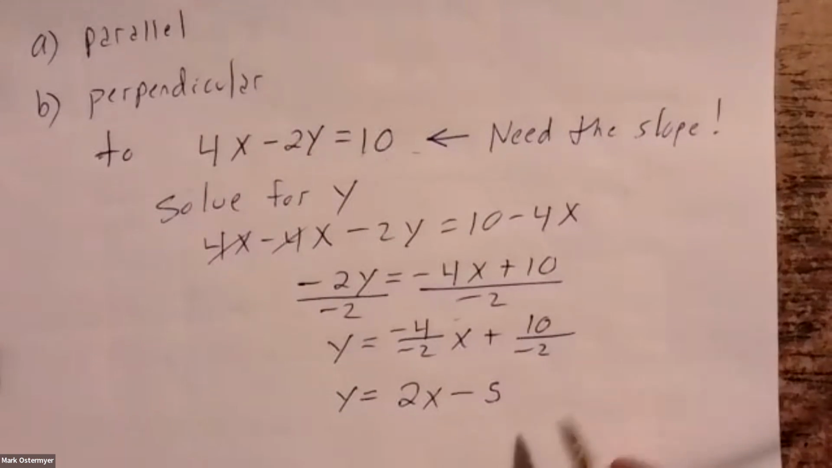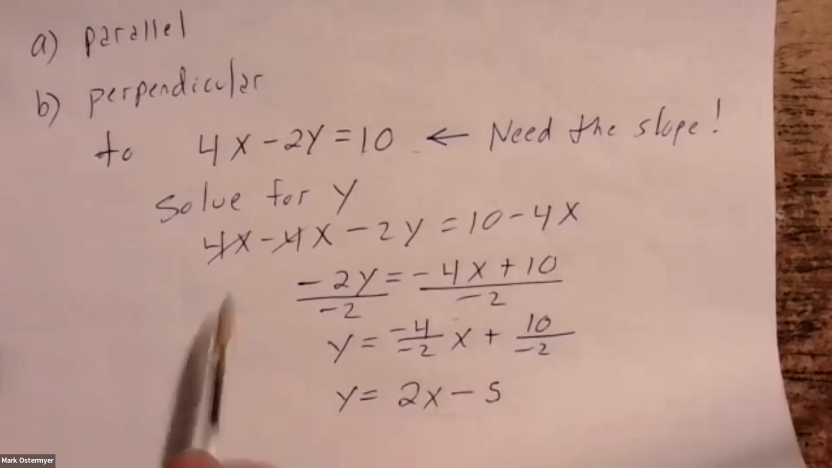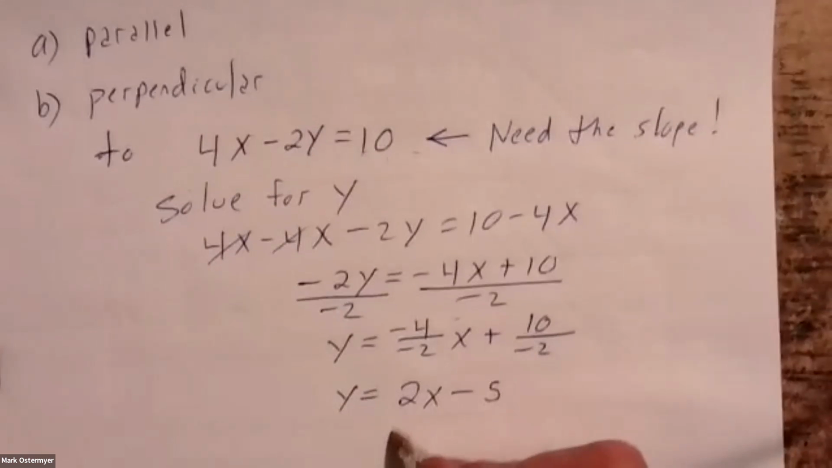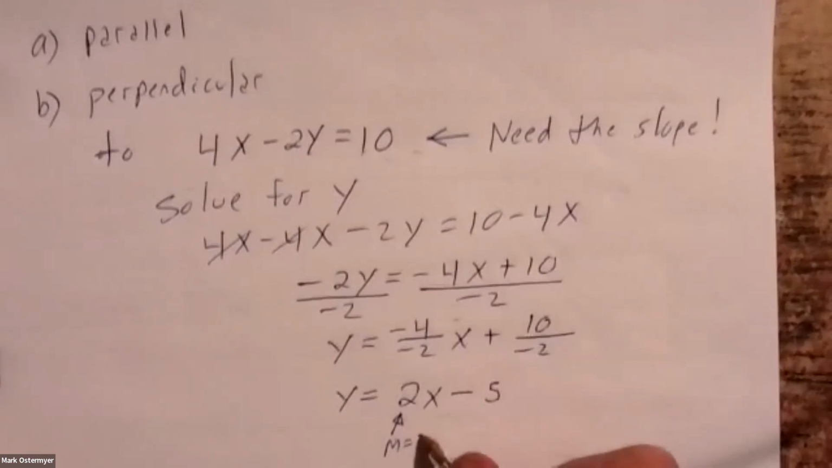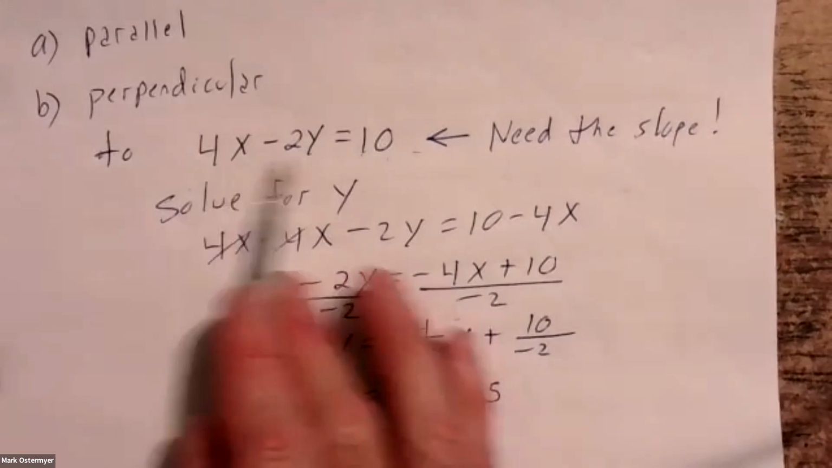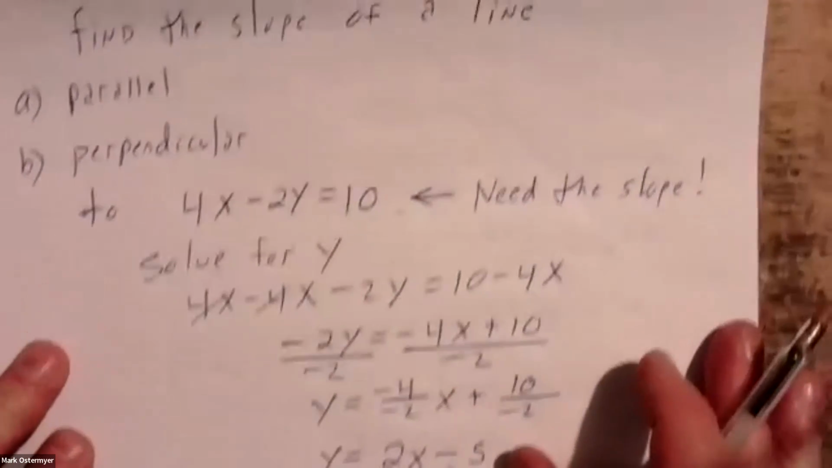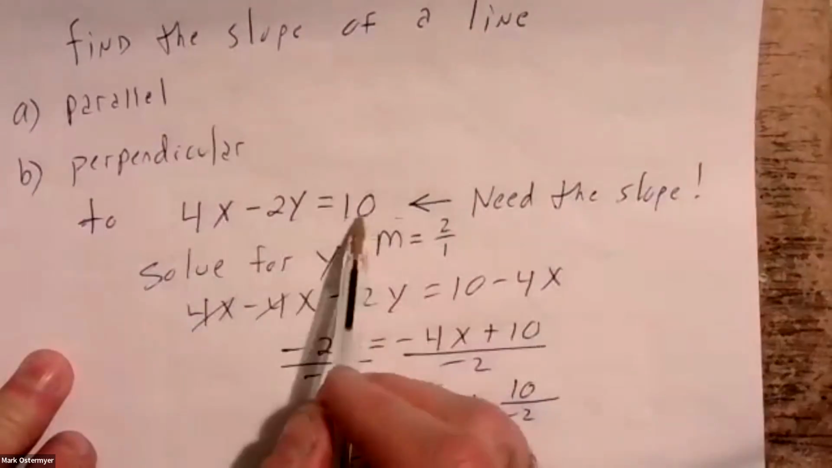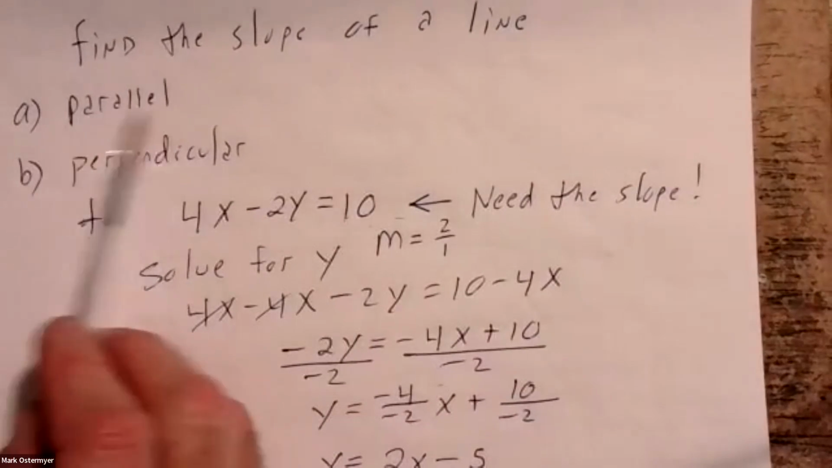Now we're in business because I should be able to read off the slope of this line. What's the slope of this line? I should be able to read it off. My slope is positive 2. That's the slope of this line, 2 or 2 over 1. And of course, that's your y-intercept. So we discovered that the slope of this line is 2 or 2 over 1. So if the slope of this line is 2 or 2 over 1, what must be the slope of a parallel line?